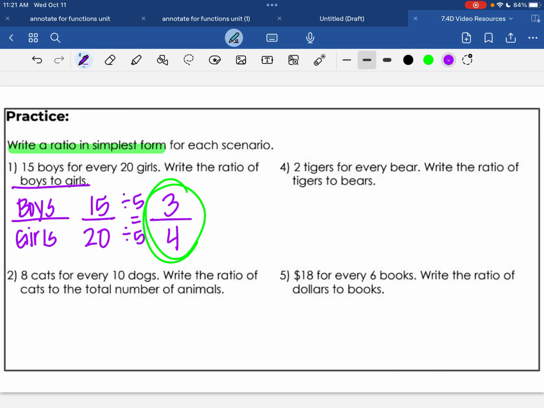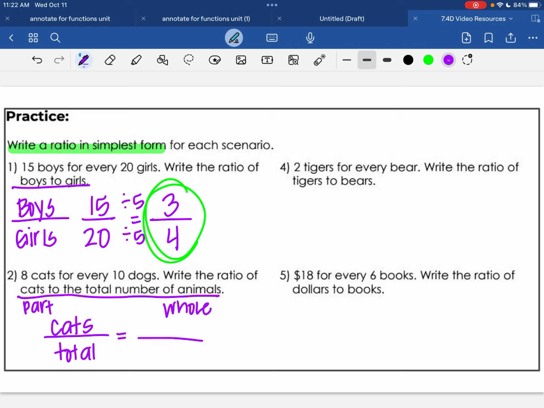For the second one, it tells us that 8 cats for every 10 dogs. And we want to write the ratio of cats to the total number of animals. And I'm going to underline this because it's important that they said cats to the total number, because this is a part to a whole comparison. Now, the first example, we were comparing boys to girls, so we were comparing a part to a part. So when I write my ratio, they're asking me to compare cats to total.